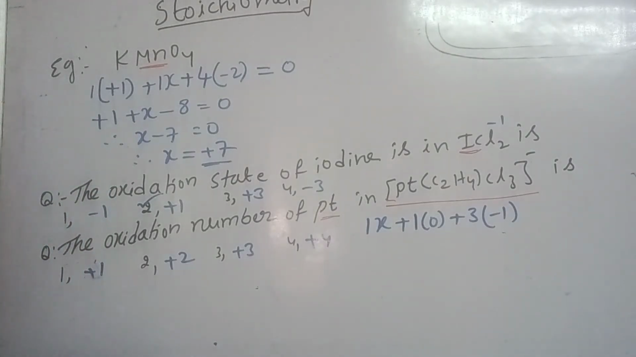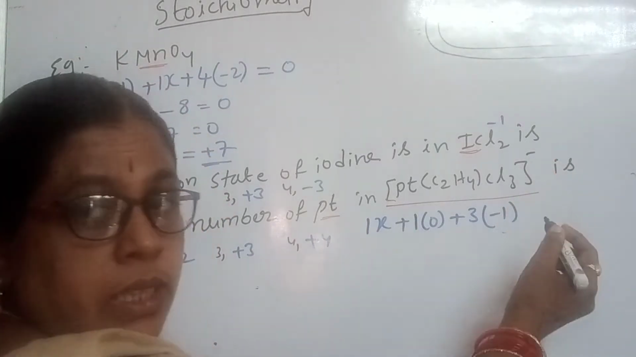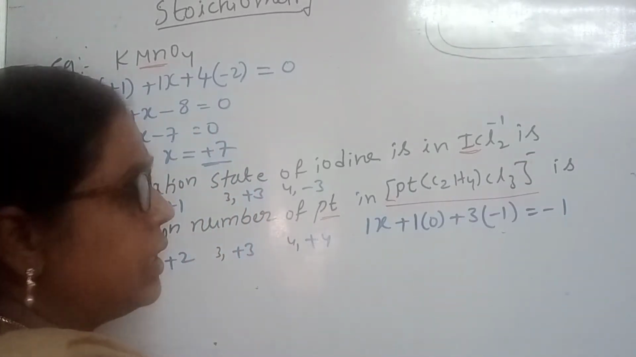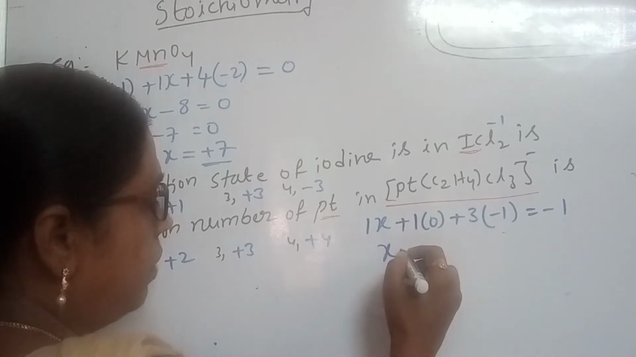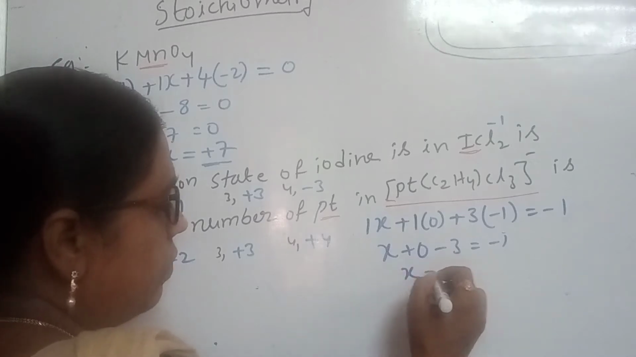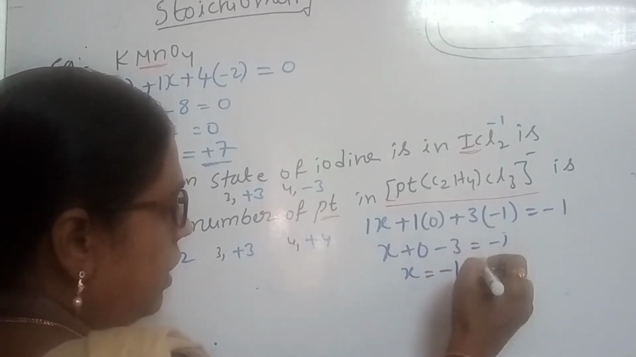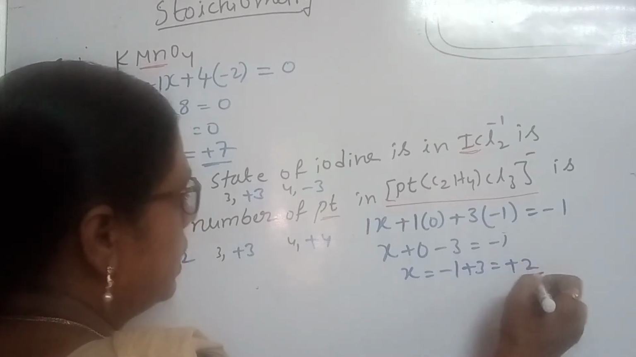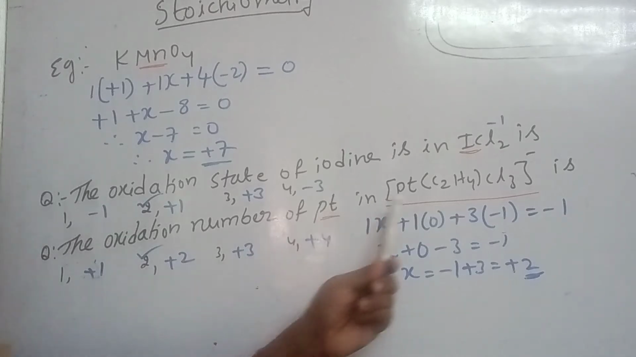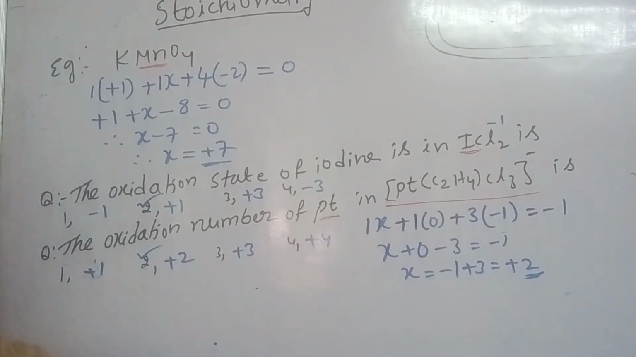What is the formula of the chloride ion? Simply Cl minus, meaning -1. Here the net charge is also -1. So what do we get here? x plus 0 plus 3 times -1 is equal to -1. Therefore x is equal to -1 plus 3, that is +2. So the answer is +2, the second option. So +2 is the oxidation state of platinum in this coordination compound or complex compound.